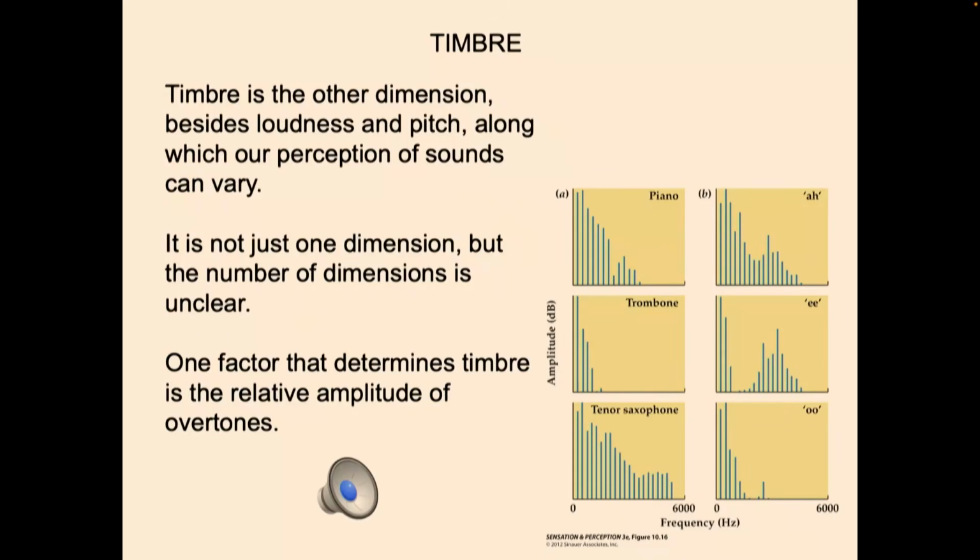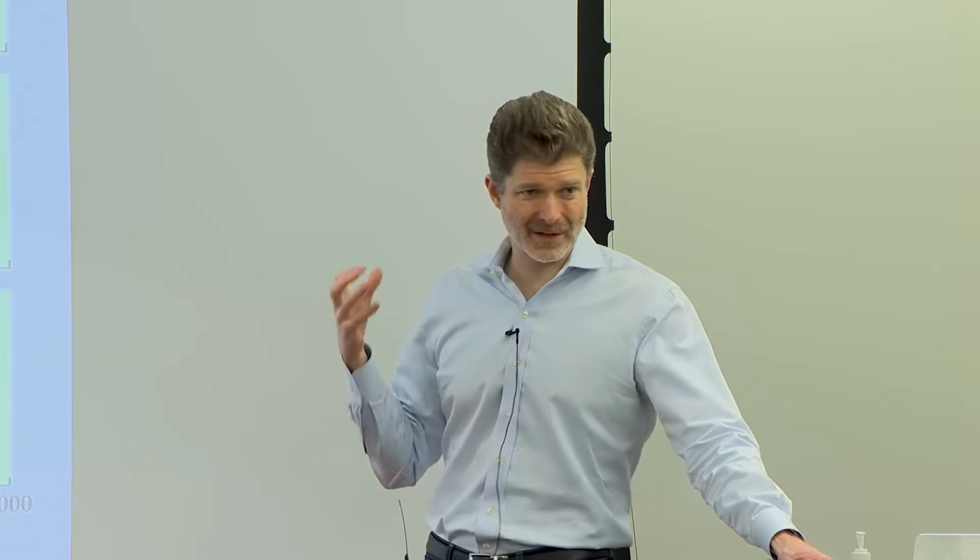So classically, timbre is the thing that differentiates different instruments, right? Here is an example. We've got a piano note, a trombone note, and a tenor sax note, right? And the fundamental frequencies are all the same. So classically and musically, we would say that they have the same pitch. They're the same note, okay? But they sound really different, okay?